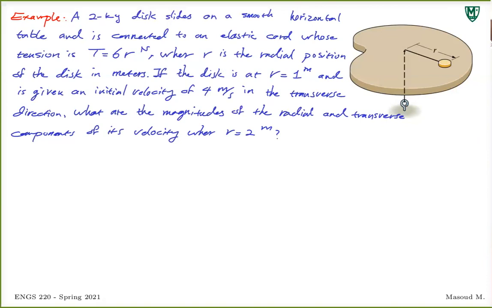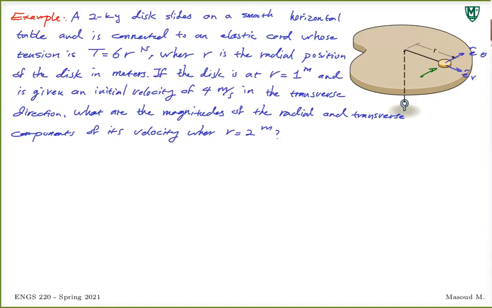All right. So by transverse, they're trying to say theta direction. So this is R direction, this is theta direction. That's what they mean by transverse. In this direction, we give it, when the disk is sitting at 1 meter away from this hole, some initial push, some initial velocity, 4 meters per second. And what we want to find out is the magnitude, or basically we want to find out the velocity when R is equal to 2.